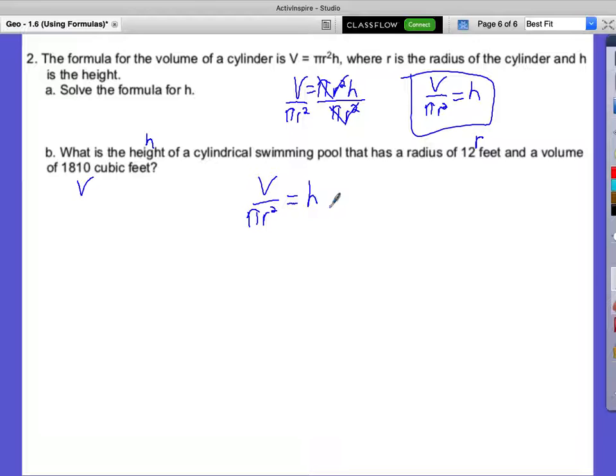We said volume was 1,810. So where are we going to put the 1,810 here? On the top. Very good, Ian. On the bottom we have pi, and then what is being squared? 12 feet. Very good. So we have 12, which we're going to be squaring here, and that equals our h that we're trying to find.